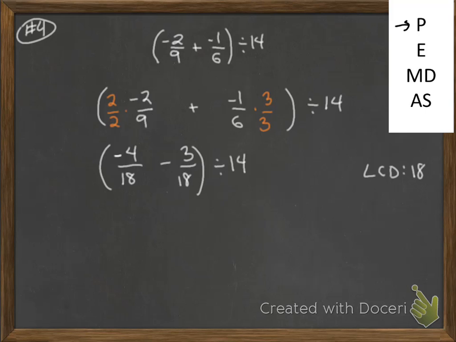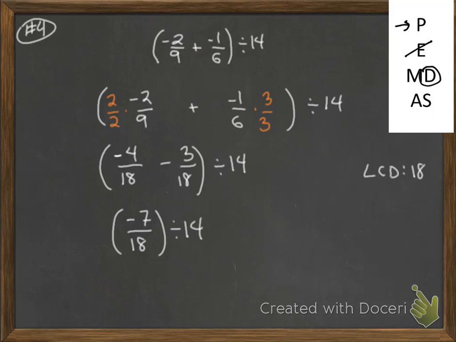And I still have divided by 14 out here. Okay, so I have negative 4 minus 3. That gives me negative 7. So I have negative 7 over 18 divided by 14. Okay, so we've done our parentheses. There are no exponents in here. Now the only remaining operation is division, so we have to do that.